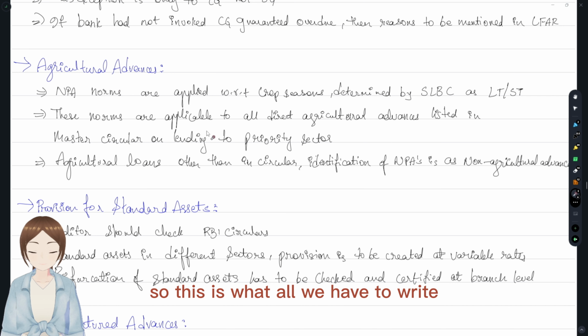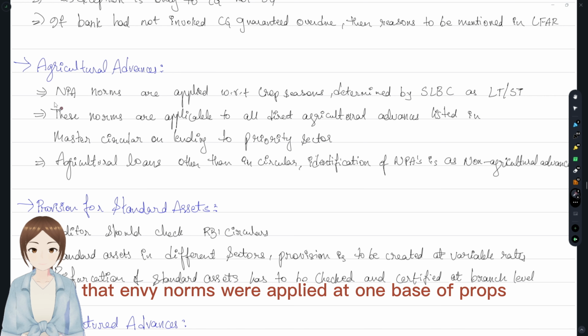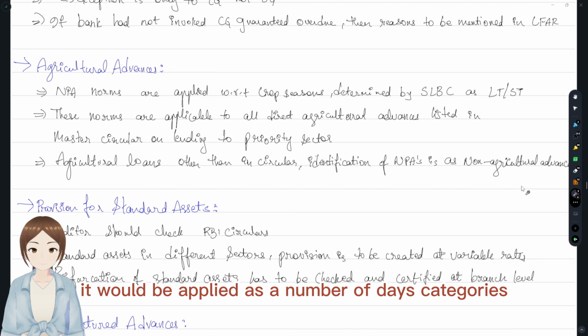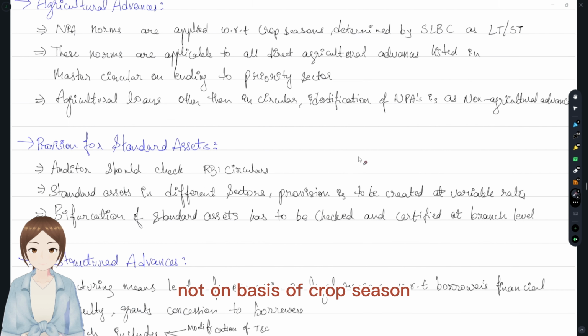So this is what all we have to write with regards to agricultural: that NPA norms were applied on the basis of crop season determined by SLBC, that is, whether short term or long term. And these norms were applicable to all direct agricultural advances. For agricultural loans other than those in the master circular, that is, a few loans mentioned in the master circular, it would be applied as a number of days categories, not on the basis of crop season.